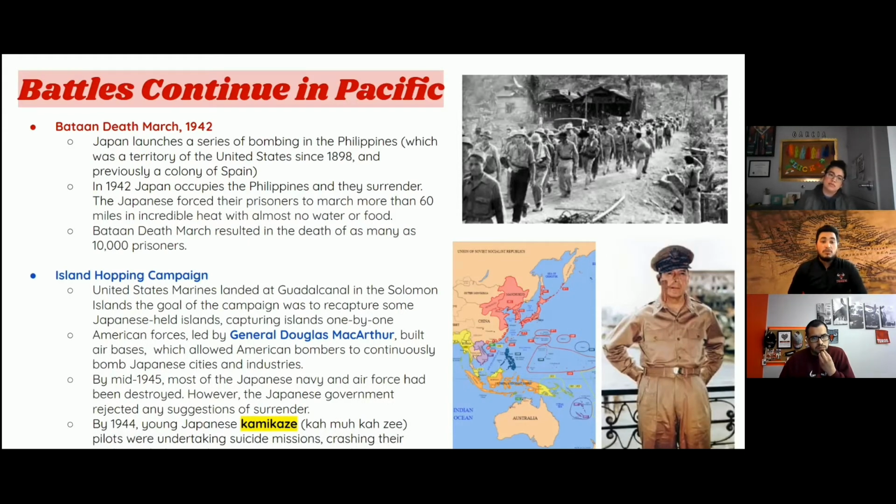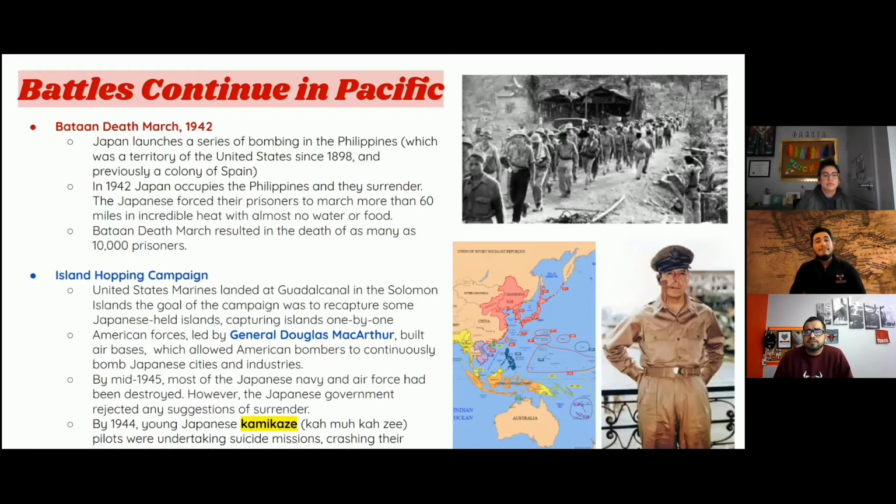In 1942, Japan occupies the Philippines and they surrender. The Japanese force their prisoners to march more than 60 miles in incredible heat with almost no water or food. So when the Japanese take over the Philippines, the prisoners of war, the Allied powers, the US troops or whoever, are now under the imprisonment of the Japanese. And the Japanese do these death marches to try to get rid of their prisoners, because why take care of them when you're busy with a war? And you're going to see that this is going to result in the death of 10,000 prisoners within their watch.